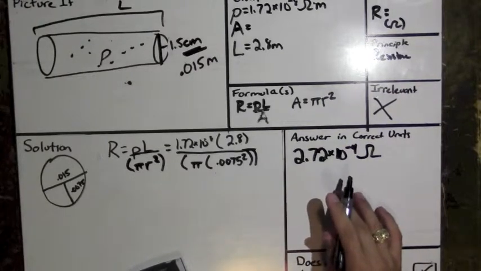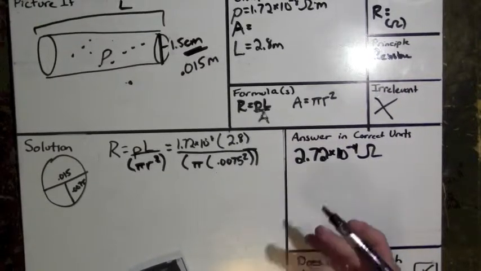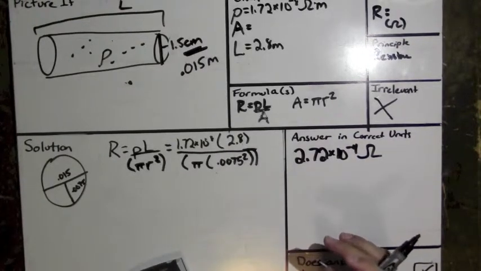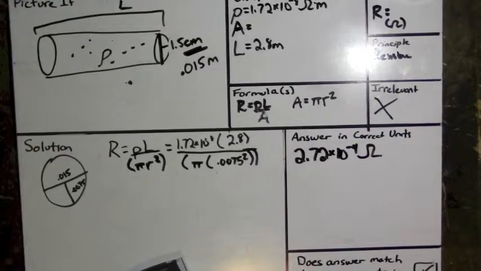And is my answer reasonable? This is a very, very low resistance, but we're talking about a copper wire that is pretty thick, and it's very, very, very short. So yes, we would expect it to have a small resistance.